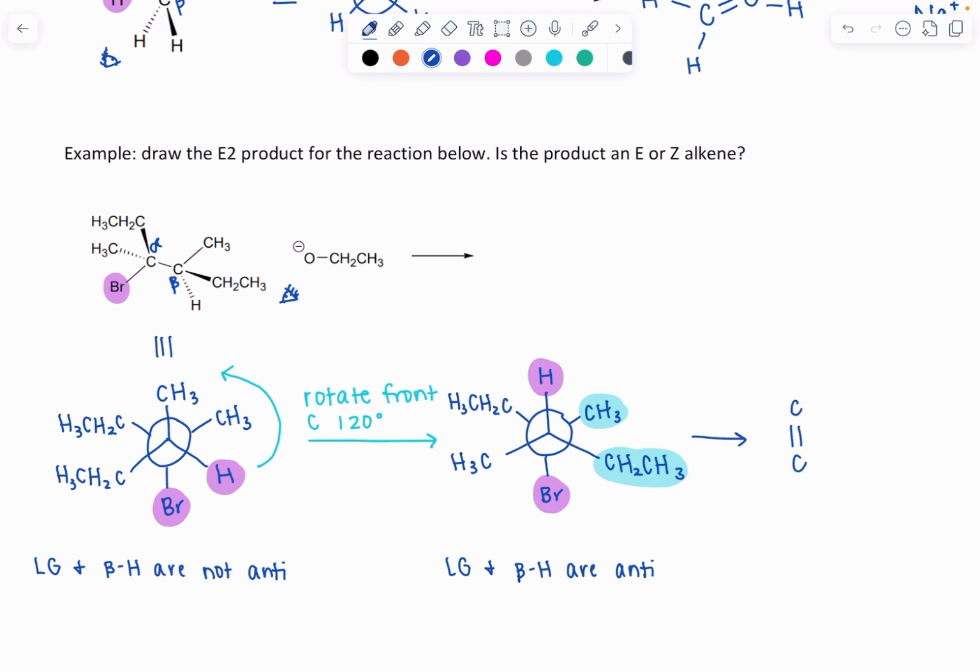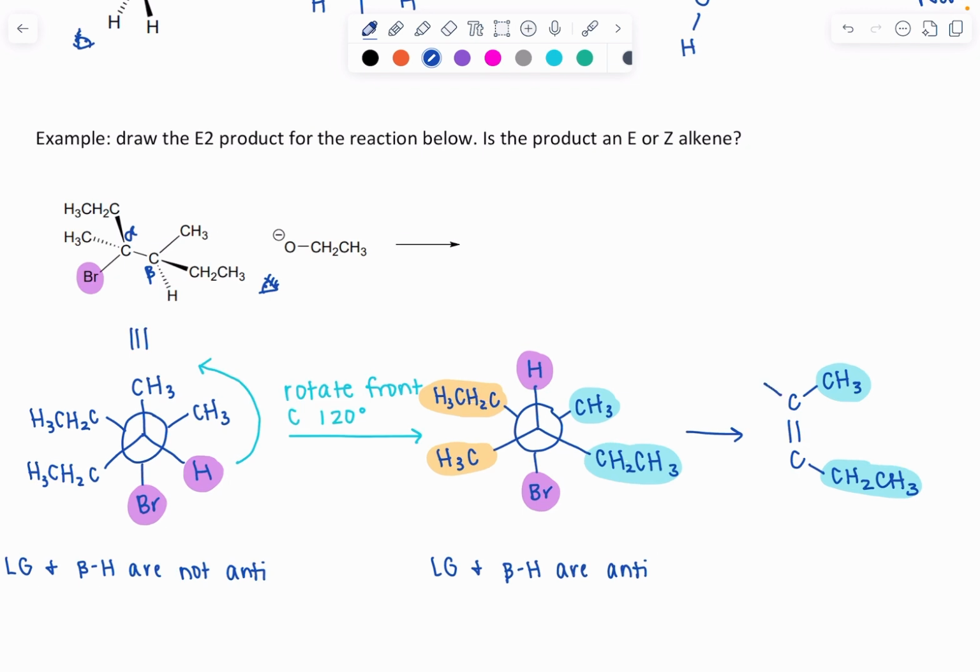So now we're drawing the product. We've got these two groups on the same side of the double bond. And then we can say the same for those two groups. Those two groups are on the same side of the double bond. Same thing here. We would have the ethyl up here and the methyl down here.